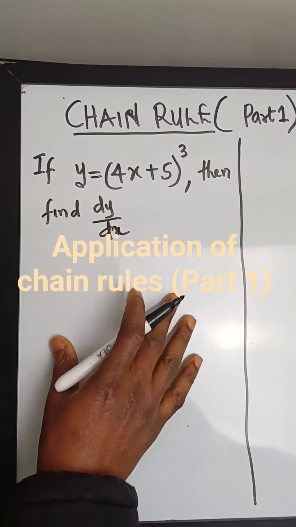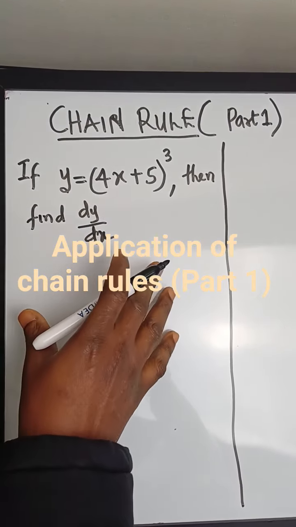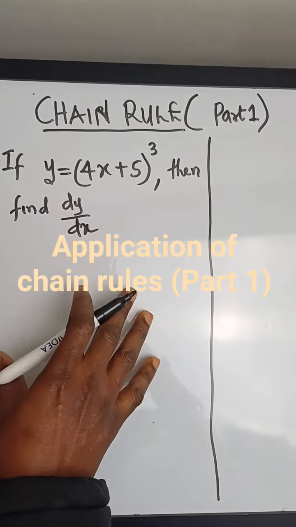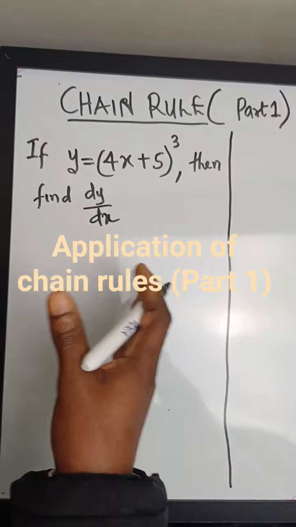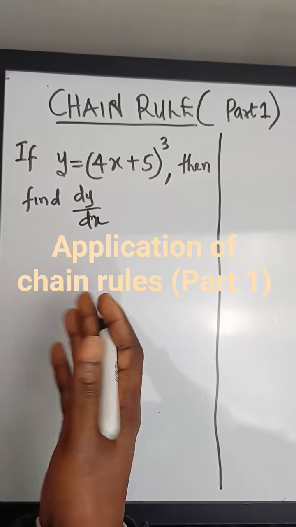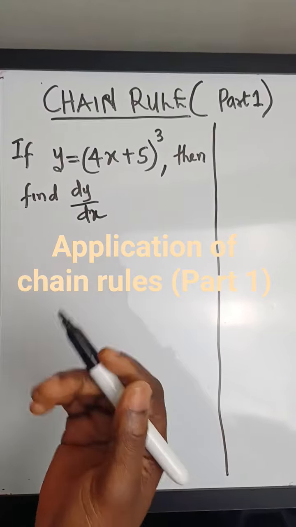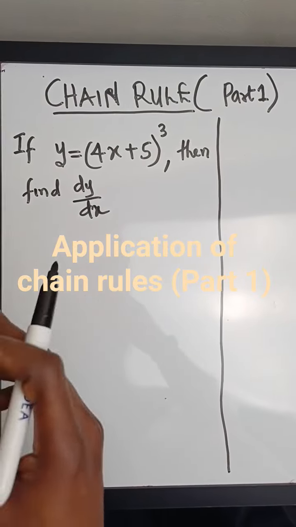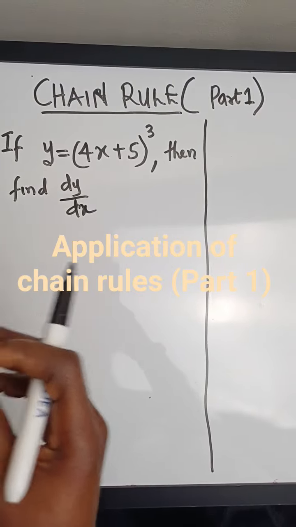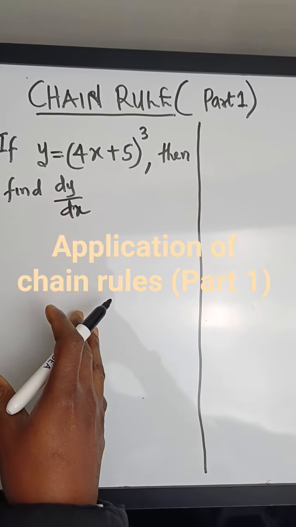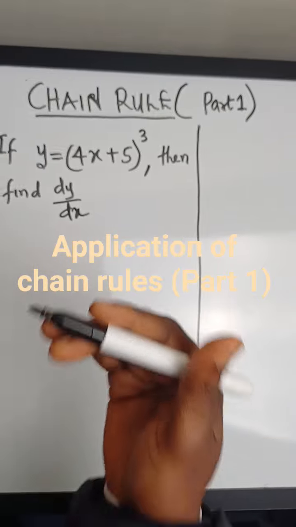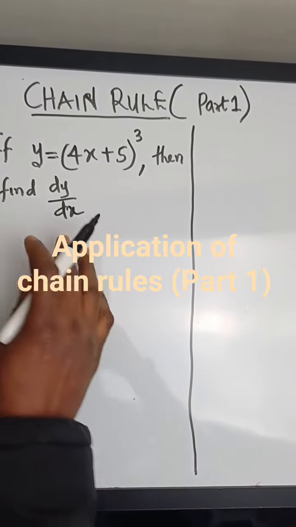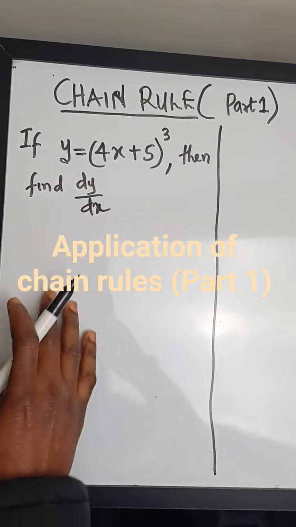Hi everyone, we have our chain rule part 1. Now if you're coming across this video for the first time, this is part 1 of season 2. In season 1 we have part 1 to 5 where we use first principle to derive product rule, quotient rule. We talked about Pascal triangle and all. But in this season 2, all those derivations will be applied. So application of chain rule in solving problems is what we are focusing on today.